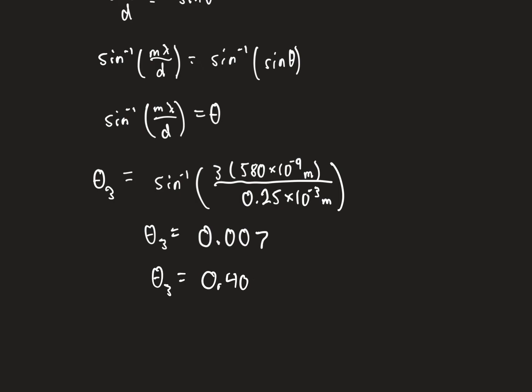If you got 0.007, your calculator is in radians, so switch to degrees. If you are not in degrees, you will get all wrong answers, and then you won't pass the class, and then you won't get your degree. So get into degree mode. You all want to get your degrees, so get into degrees. So we should get theta equals 0.4.